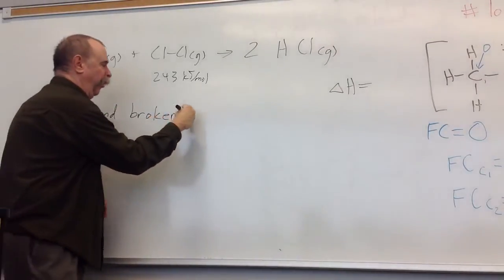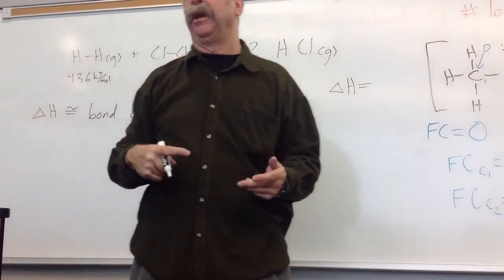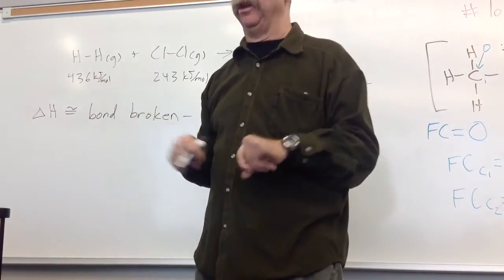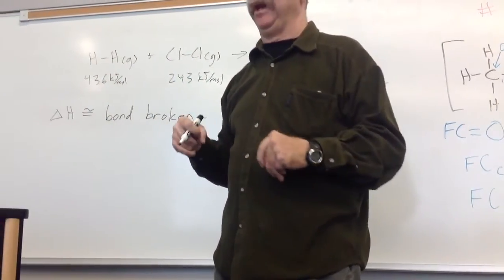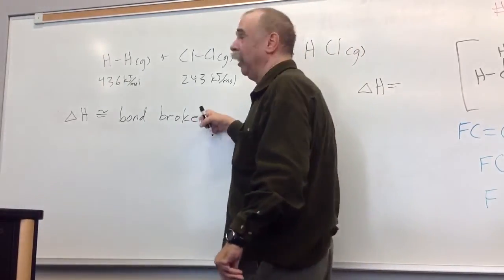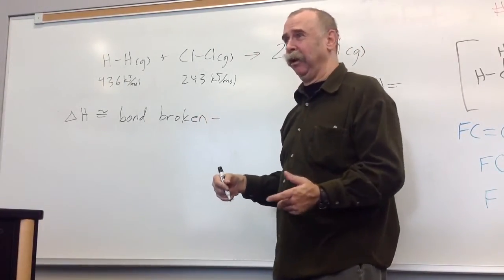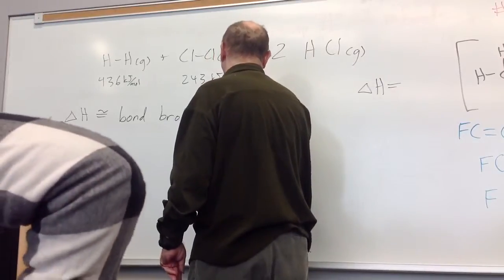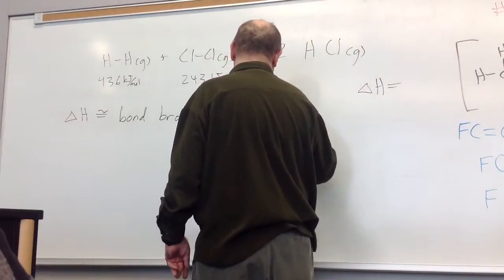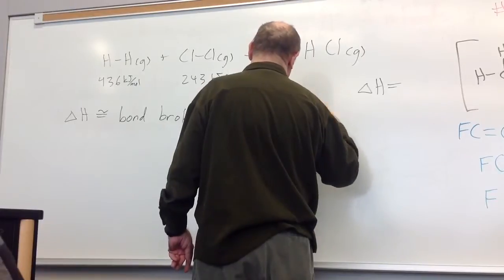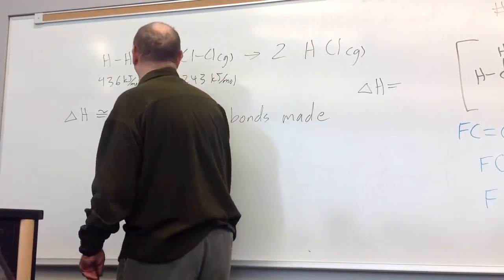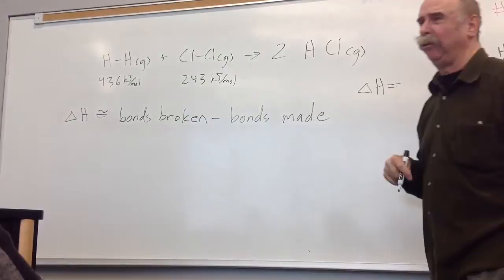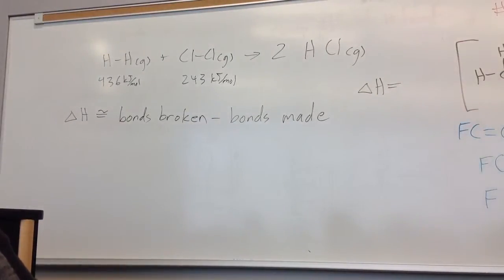When I make a bond, wouldn't that be exothermic? Breaking bonds was endothermic, making bonds would be exothermic. So I'm going to say minus, in other words, that's going to make it exothermic. Minus bonds made. Do I know anything about the bonds that were made in this reaction? Don't look just a foot to the right of hydrogen. Don't do that.